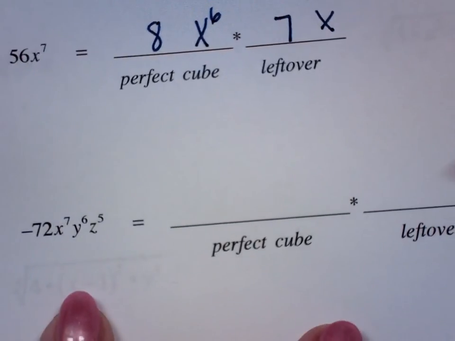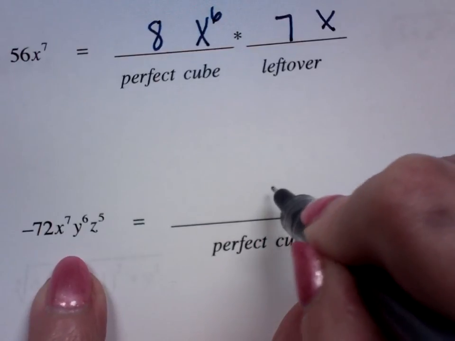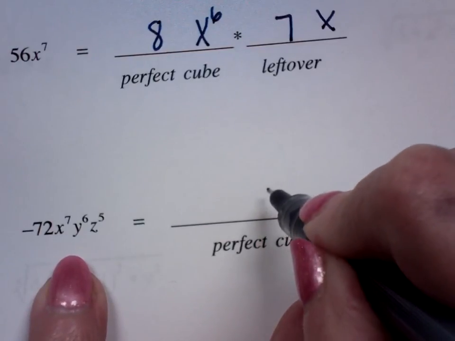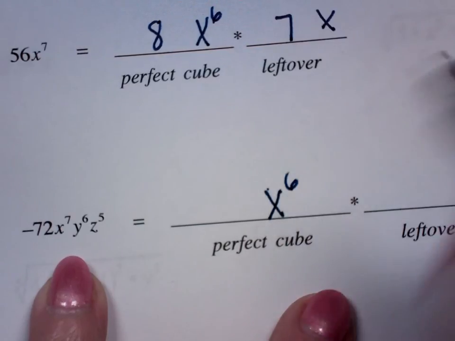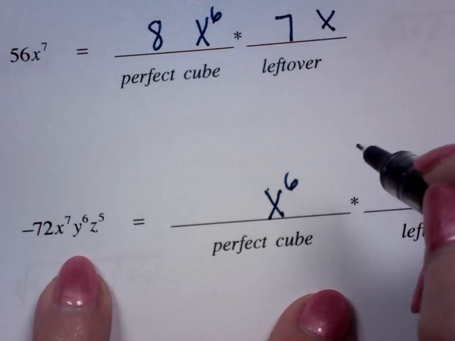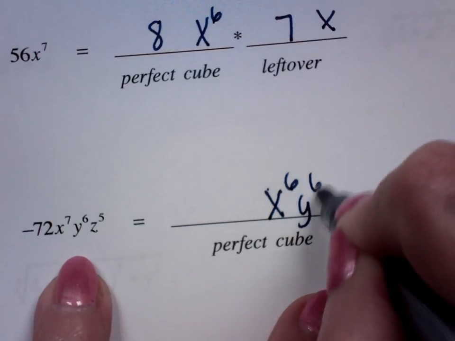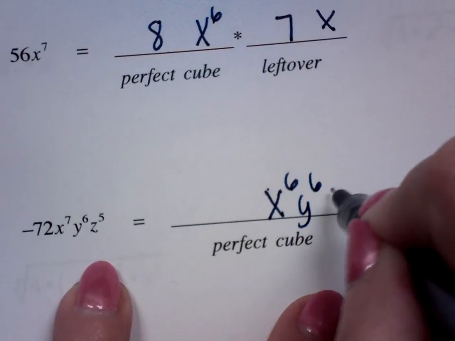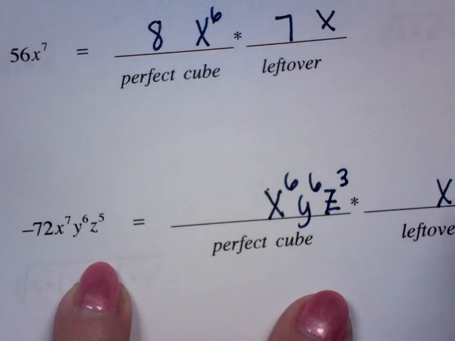Well, let's go after the variables. What's the cube in x to the 7th? Largest number divisible by 3 before 7 is 6. And if I have 6 x's and I started out with 7, how many's left? 1. What's the largest number divisible by 3? It's y to the 6th, that is a cube. Z to the 5th. Z to what power? 3, what's left over?